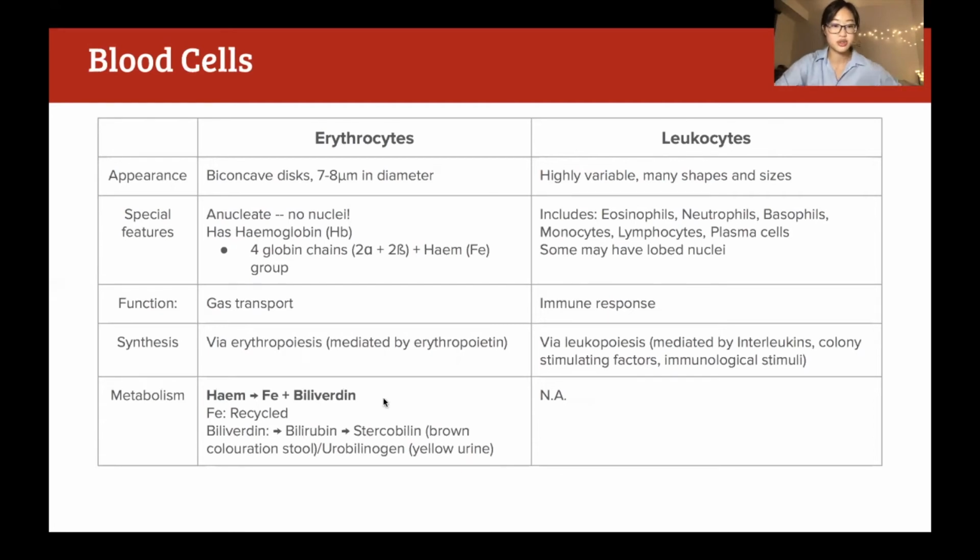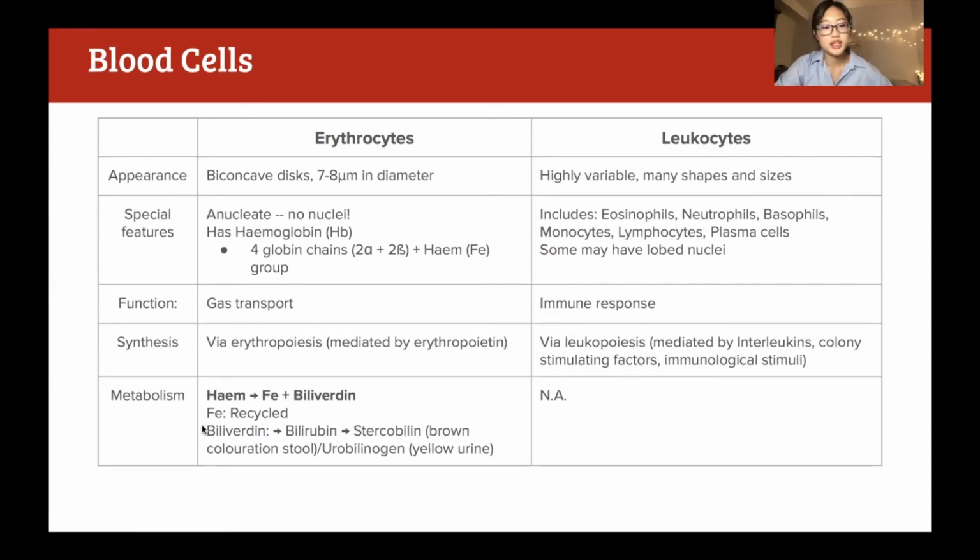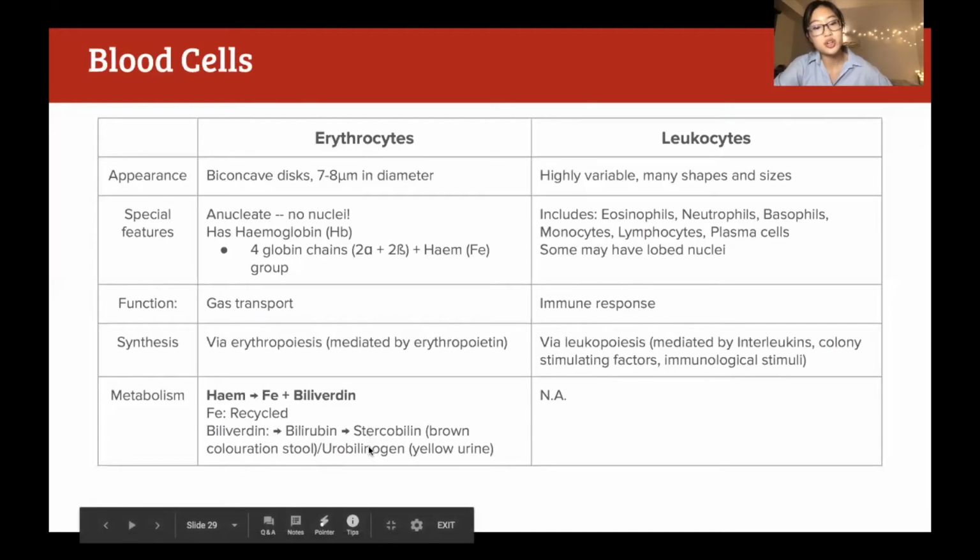Erythrocytes are also primarily specialized for gas transport, and they're synthesized via erythropoiesis, which is mediated by erythropoietin. Once again, you do not need to know that. When erythrocytes die and are broken down, mostly in the liver, heme and globin get separated from hemoglobin. Globin is recycled. Heme is broken down into iron and biliverdin. Iron is recycled once again, and biliverdin becomes bilirubin, which becomes stercobilin or urobilinogen.